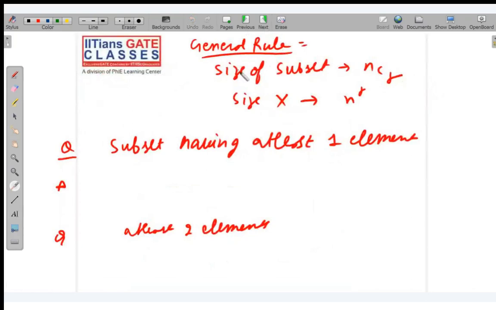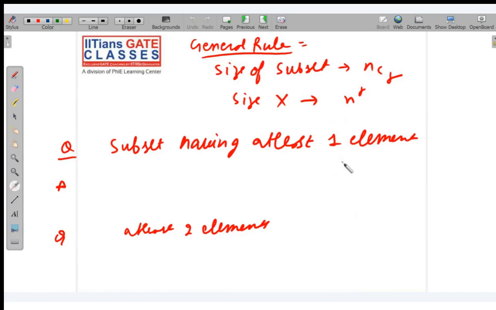This is a general rule. I will solve some questions, but first I am telling you the rule. Size of subset: whenever the size of the subset is given to you, you will apply a formula of NCR type. And whenever the size of the subset is not given to you, you will apply a formula of n power r type. I am not going to tell what n is, what r is and all. By common sense you will get all these things.